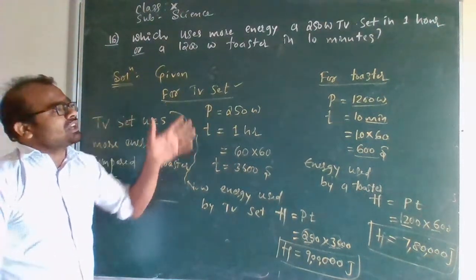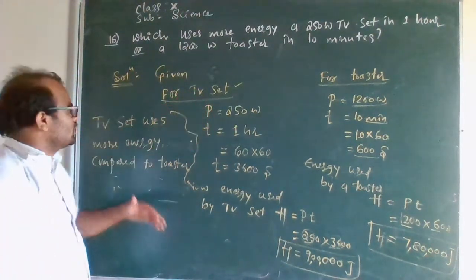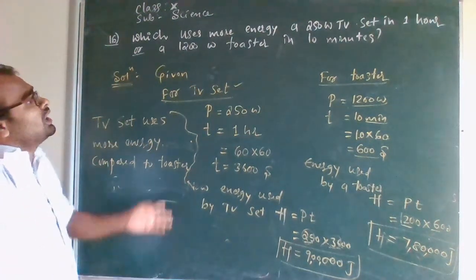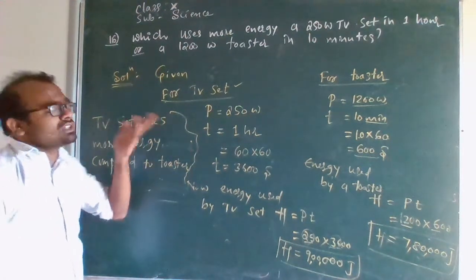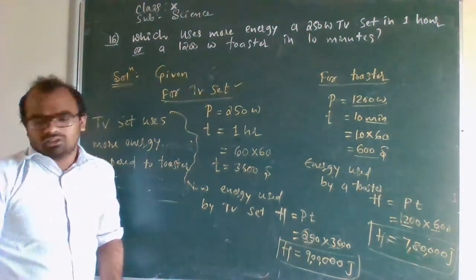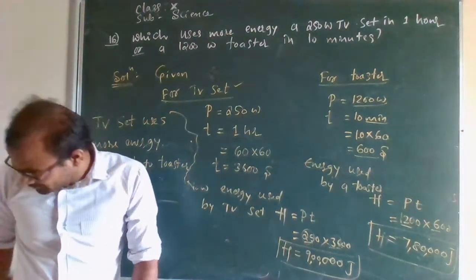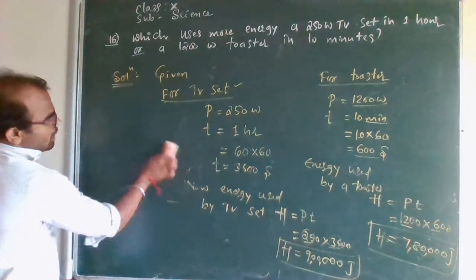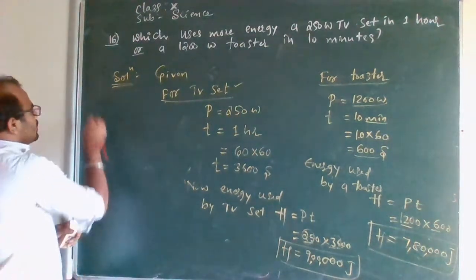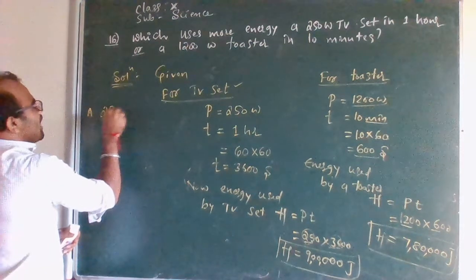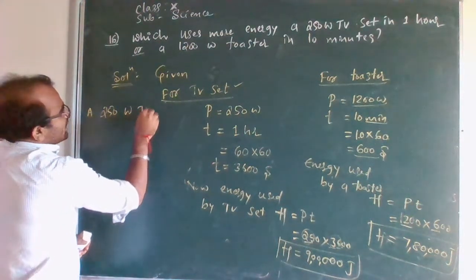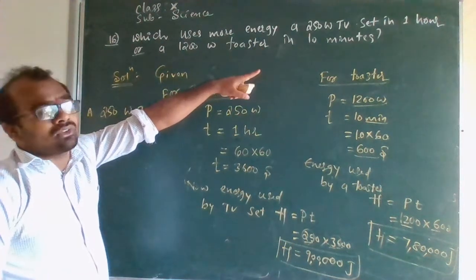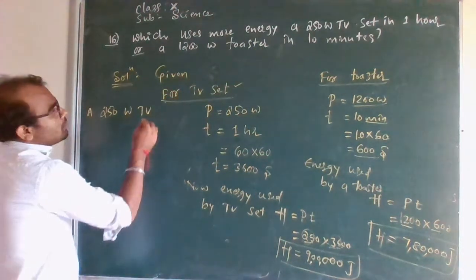Or you can write completely: a 250 watt TV set in 1 hour uses more energy compared to a 1200 watt toaster in 10 minutes. So that is better, and we can write it like that also. Let me rub this. You can write the complete sentence clearly, because what is given there is for 1 hour and this is given for 10 minutes. That is why I will write it completely.